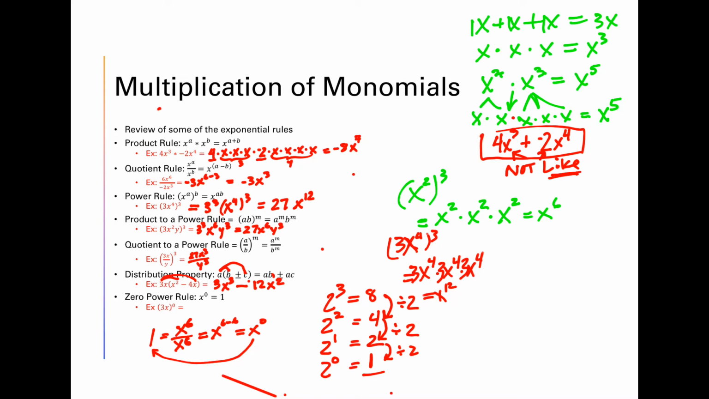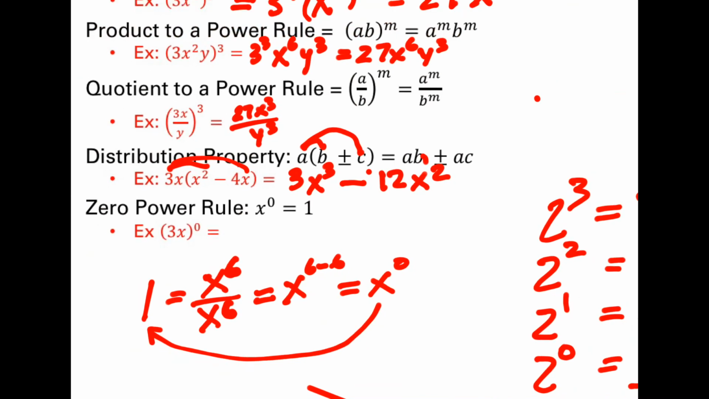So 3x to the 0, that's 3 to the 0 as well as x to the 0. And both of those become 1, so the answer there is 1.